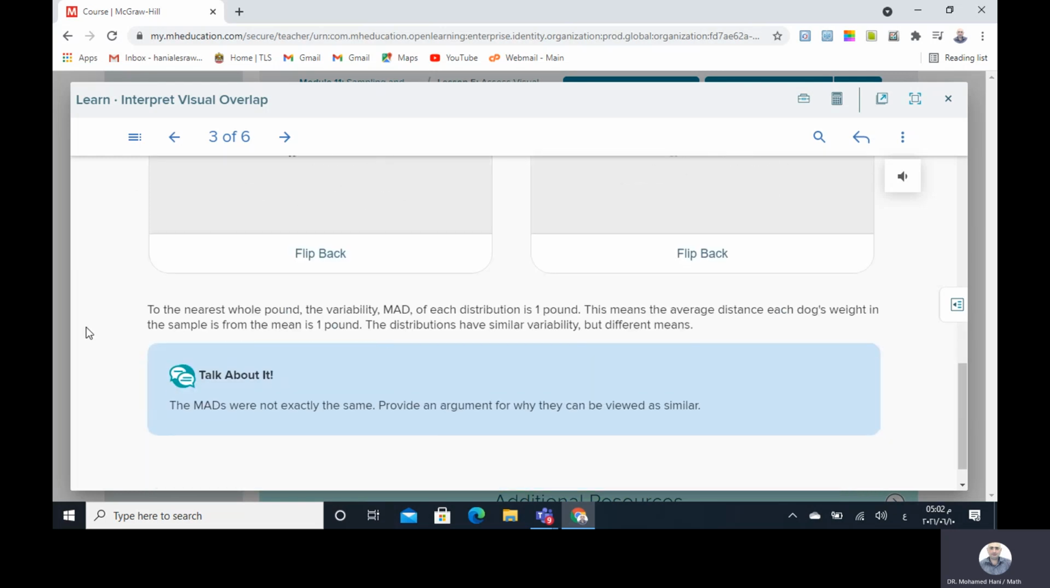So, to the nearest whole pound, the variability, the mean absolute deviation of each distribution, is 1 pound. So this means the average distance each dog's weight in the sample is from the mean is 1 pound. So the distributions have similar variability but different means.